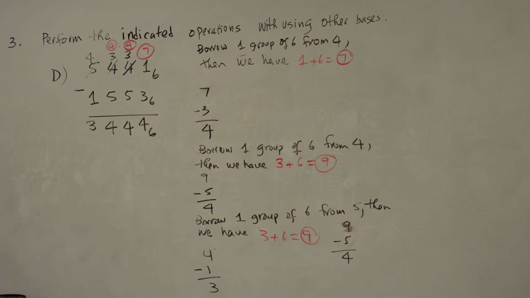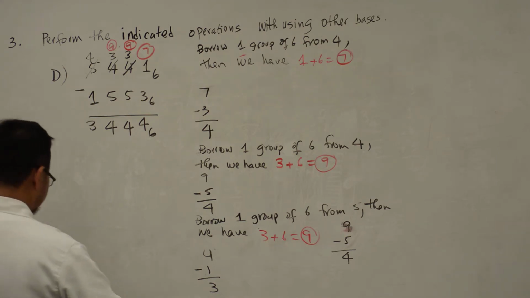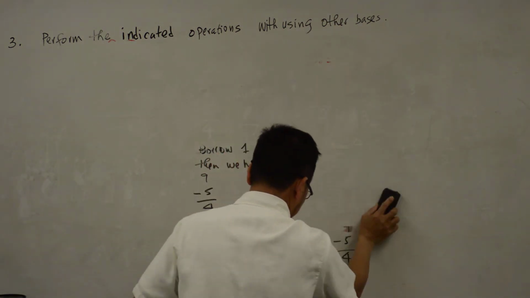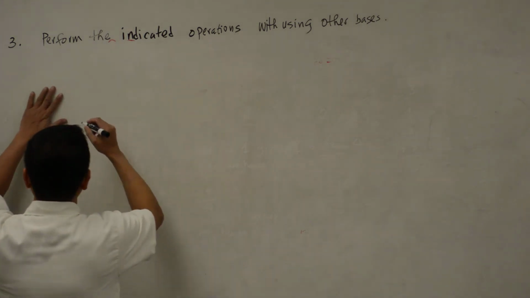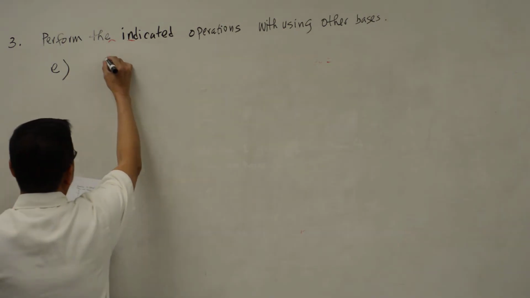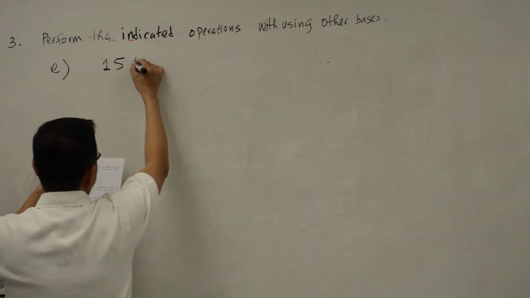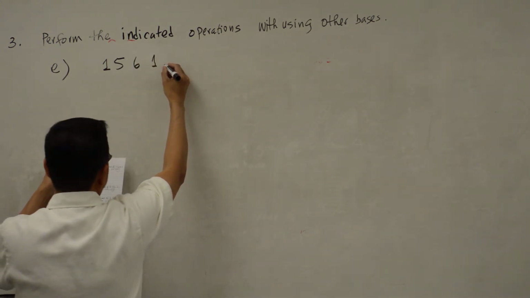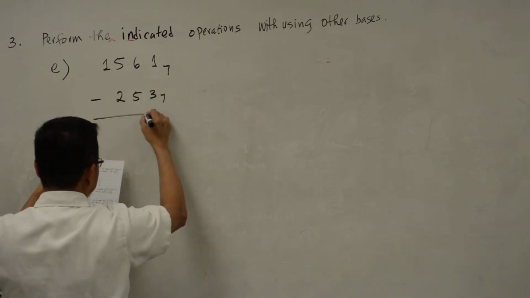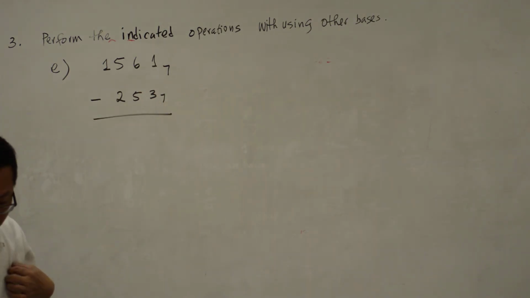Now we move on to E, okay? Letter E. Okay, E is, we have 1561 base 7, minus 253 base 7. Again, similar to the previous example, this is subtracting.